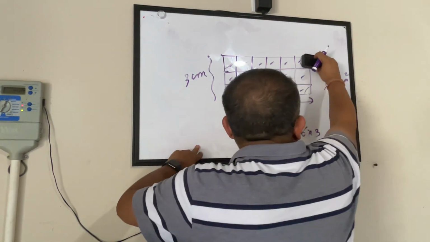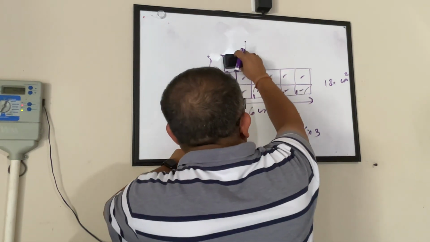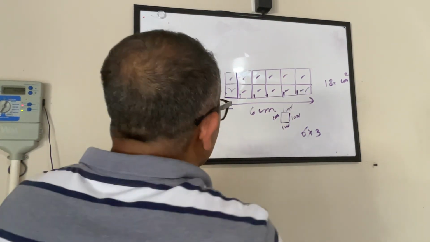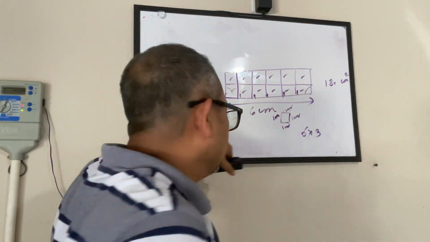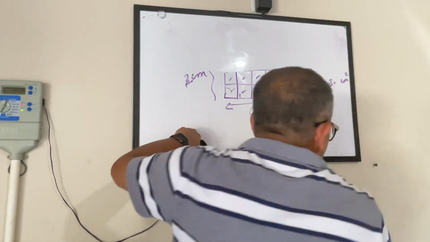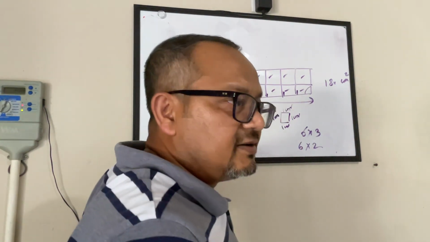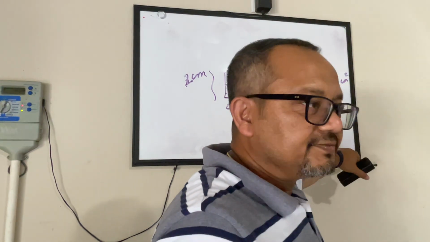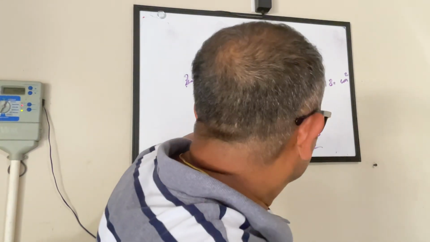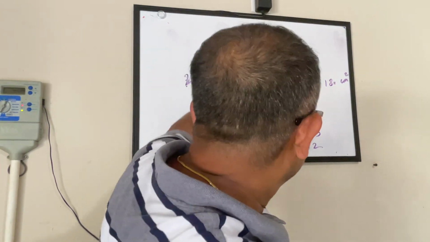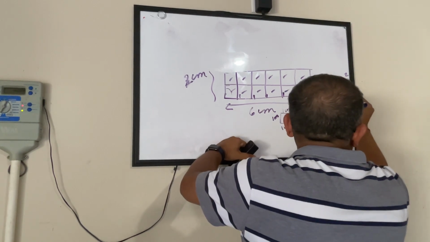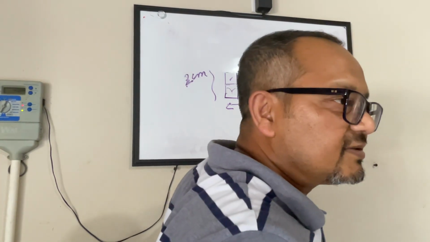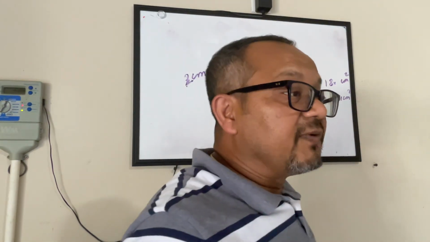Now, if my rectangle was such that my length was 6 centimeter and my height was 2 centimeters, how many squares did I have? 12. That is 6 into 2, sorry. So what you see here, how many square centimeters do I have? 12 into 1 centimeter square. So that gives me the formula.